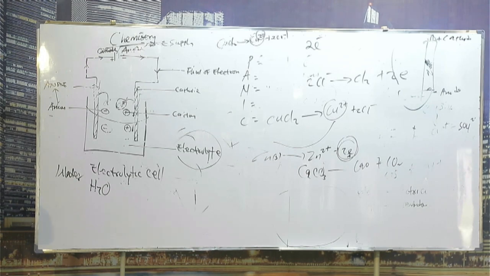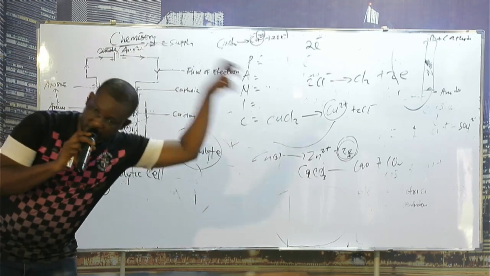Quantitative. But what is qualitative? The quality. The one that will give you the qualities, what is present without specifying how many. The one that will tell you the constituents of water are hydrogen and oxygen is qualitative.